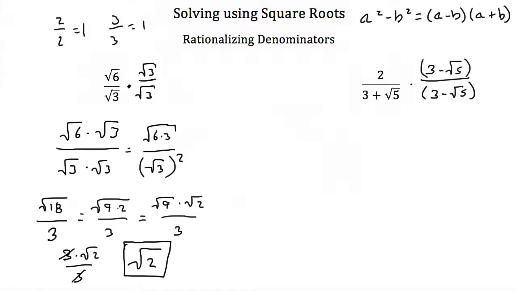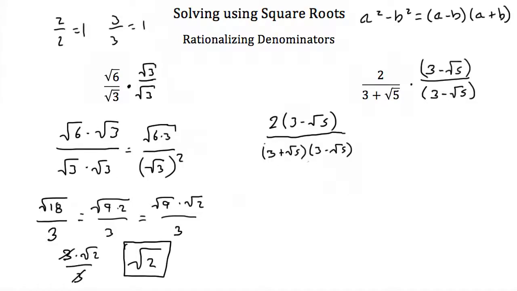Again, we're not changing the value of our fraction here because 3 minus the square root of 5 over 3 minus the square root of 5 is just 1. So we're multiplying this by 1. But if we do that, we'll get 2 times 3 minus the square root of 5 over 3 plus square root of 5 times 3 minus square root of 5.